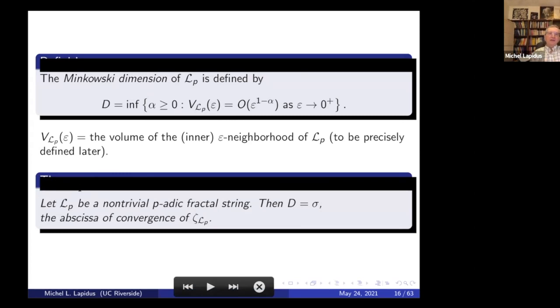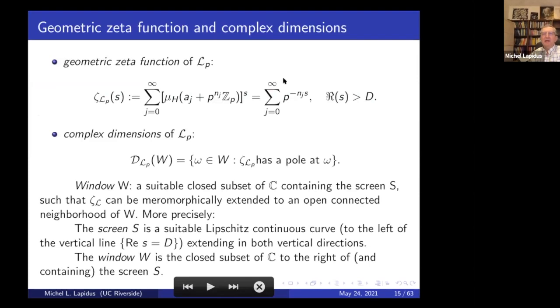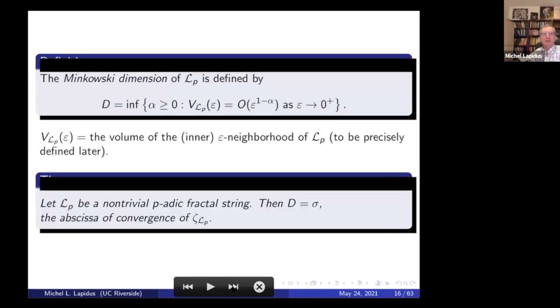Okay, so now that's a theorem. The next statement is not a definition. Let LP be a non-trivial p-Adic fractal string, and that's the main reason why we assume it is non-trivial. Then D is equal to sigma, the abscissa of convergence of zeta LP. If you remember, zeta LP was defined by this Dirichlet series. It's called a Dirichlet series in number theory, in analytic number theory. So it has an abscissa of convergence, which I will recall in a second. And the basic theorem here, the first theorem, is that D equals sigma. It's not obvious at all.